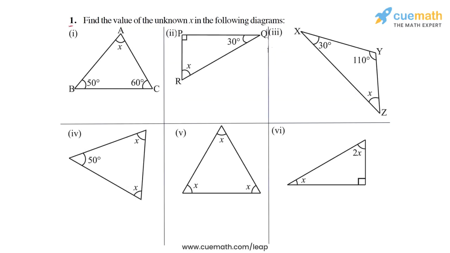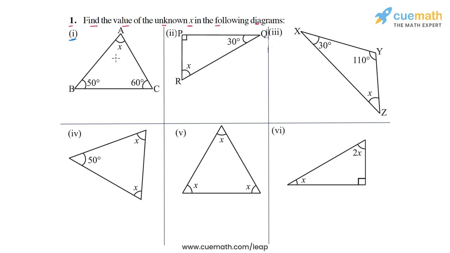In question 1, we have to find the value of the unknown x in the following diagrams. So we will apply the angle sum property to each of these triangles. The angle sum property says that the sum of the three angles of a triangle must be equal to 180 degrees. So let's start with part 1.